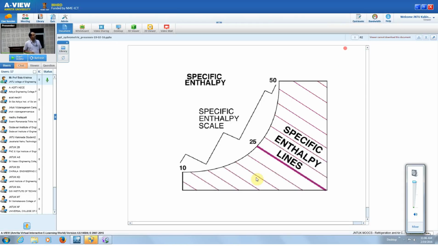Then the specific enthalpy line. It is also like a dry bulb temperature line, an inclined line, and this line is called the enthalpy line. It is in kilojoules per kg, specific enthalpy. This value also we can take with the help of the dry bulb temperature and wet bulb temperature, or dry bulb temperature and relative humidity. Next.